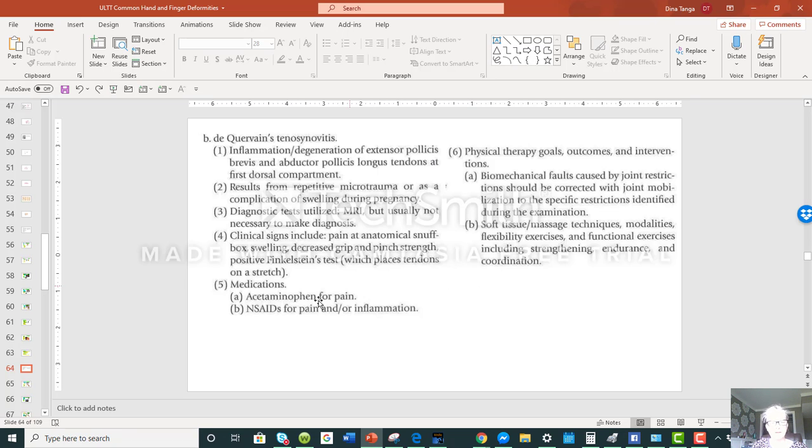Medications: acetaminophen for pain, NSAIDs for pain and/or inflammation. Physical therapy goals, outcomes, and interventions. Biomechanical faults caused by joint restrictions should be corrected with joint mobilization to the specific restrictions identified during the examination. Soft tissue massage techniques, modalities, flexibility exercises, and functional exercises including strengthening, endurance, and coordination.